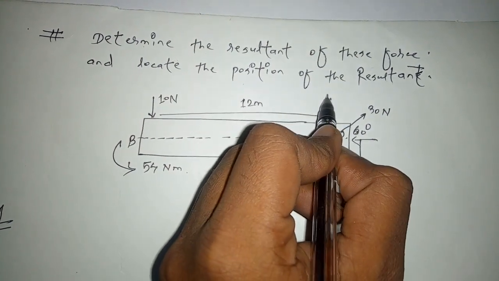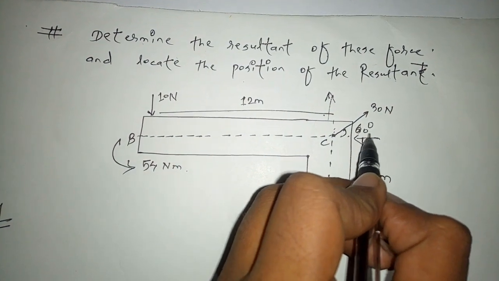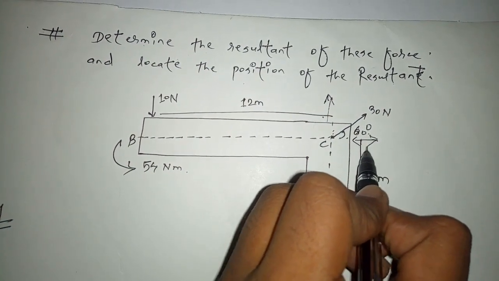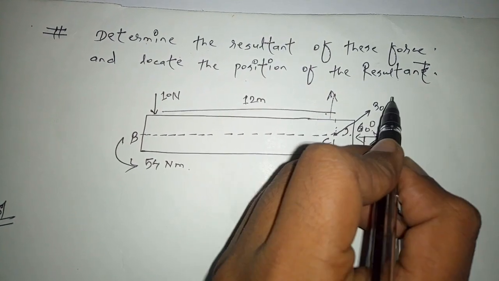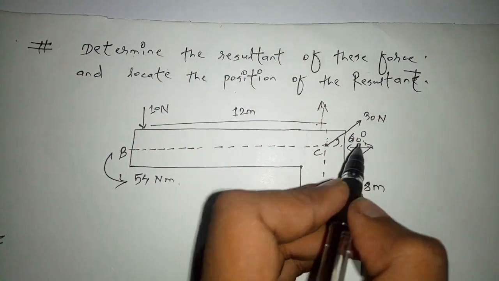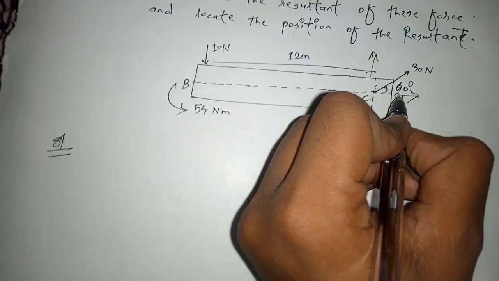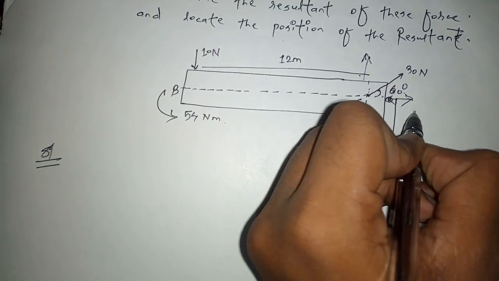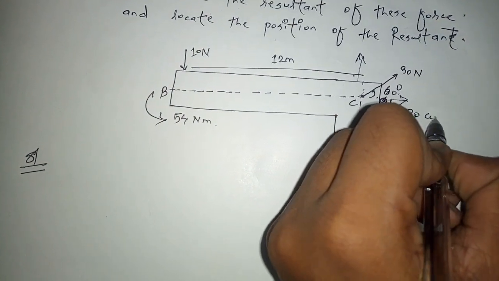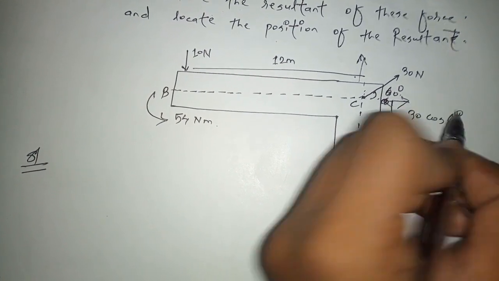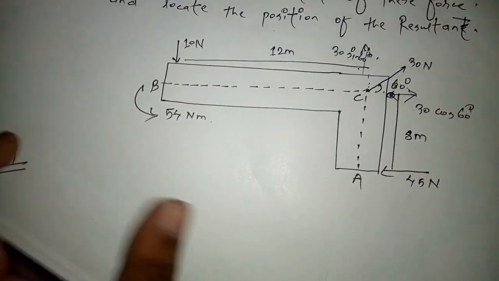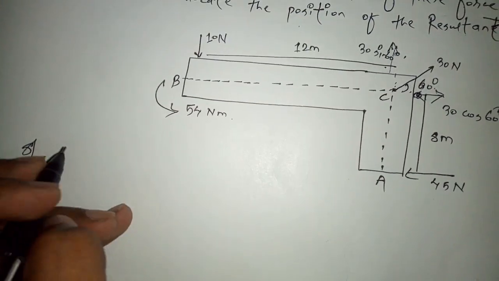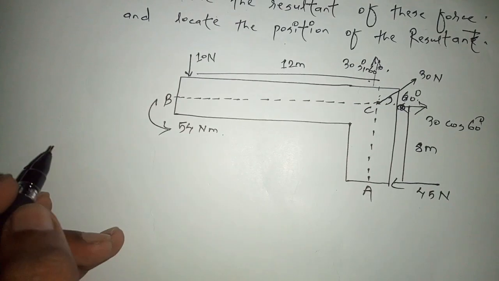Here the force is directed outward, and the force here is also directed outward, because the 30 Newton force is directed in this direction. That's why the horizontal component will be 30 cos 60 degree, while the vertical component will be 30 sin 60 degree. Now we can solve this problem in two ways.